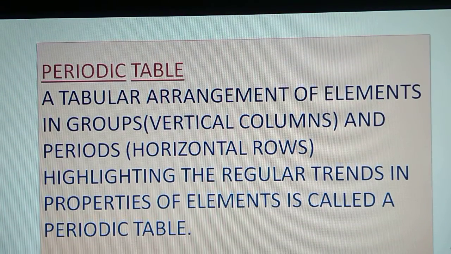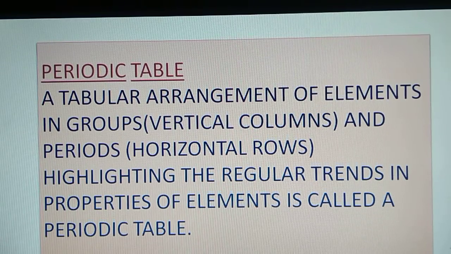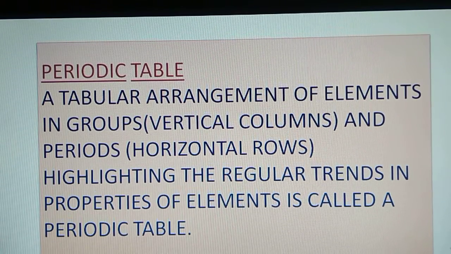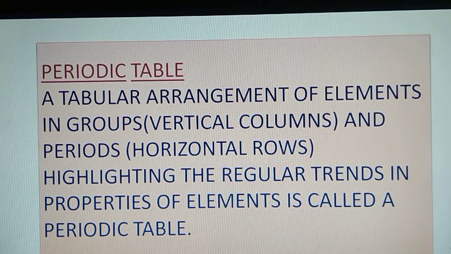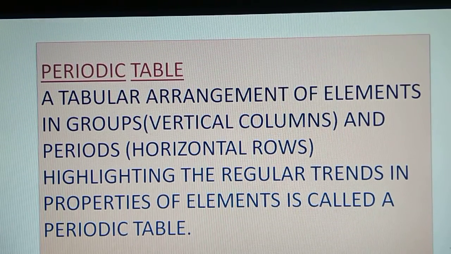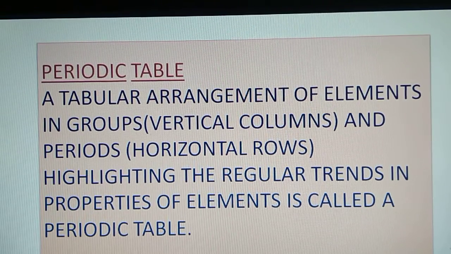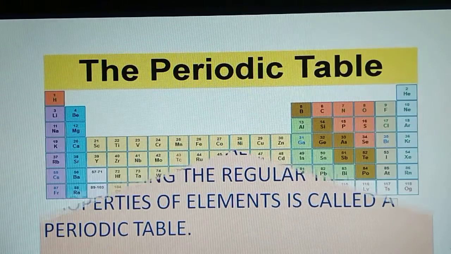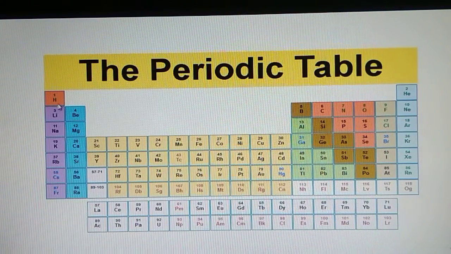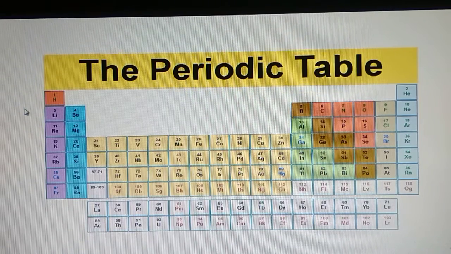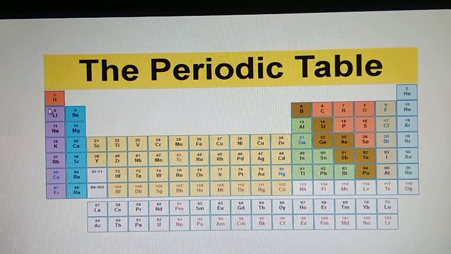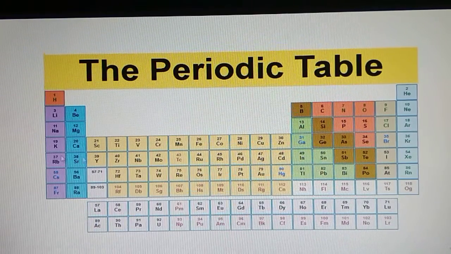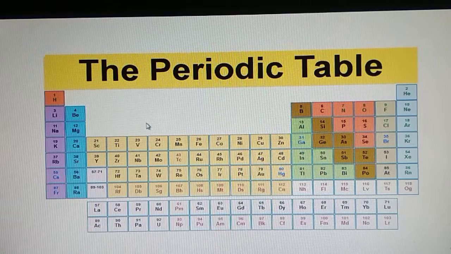Now, periodic table. A tabular arrangement of elements in groups, that is vertical columns, and periods, horizontal rows, highlighting the triangular trends in properties of elements is called a periodic table. A tabular arrangement of elements means, see, this is called a periodic table, a tabular form which consists of groups and periods. 18 groups and 7 periods is called the periodic table.